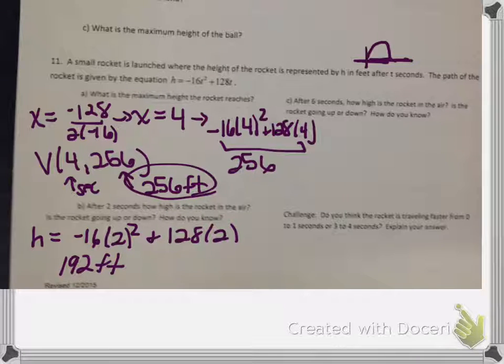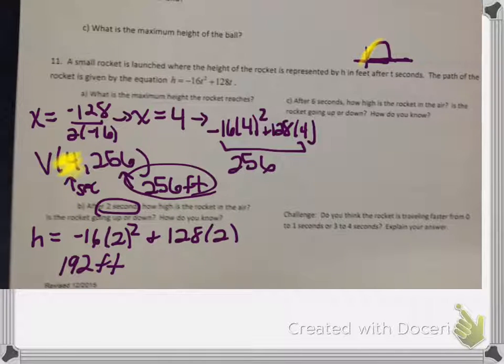Now it asks, is the rocket going up or down at this moment? Well, we know we're at 2 seconds, and it takes 4 seconds to get to the maximum height. So if I was looking at this little graph I made over here, I'd see that at 2 seconds, I'm still on my way up to the maximum height.